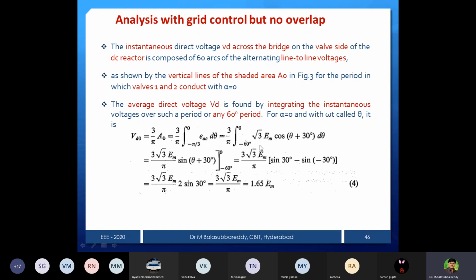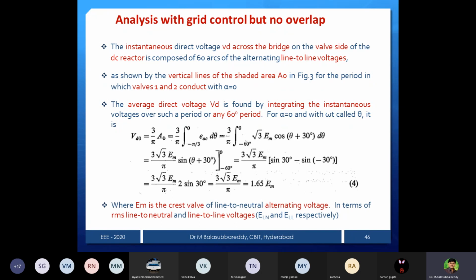If you subtract that, you will get root 3 Em cos(omega t plus 30 degrees), and if you substitute the limits you will get it as Vdo. So here is the average direct voltage without overlapping, the ideal case I am telling. So that we get as Vdo. This magnitude into Em, where Em is the peak magnitude, the maximum value in the peak.